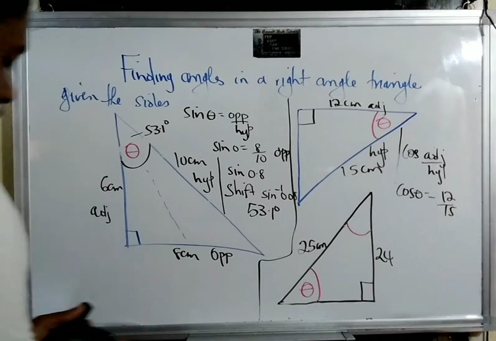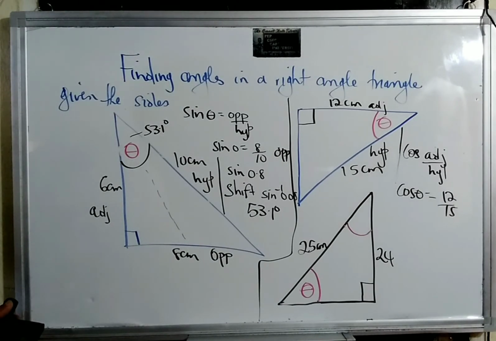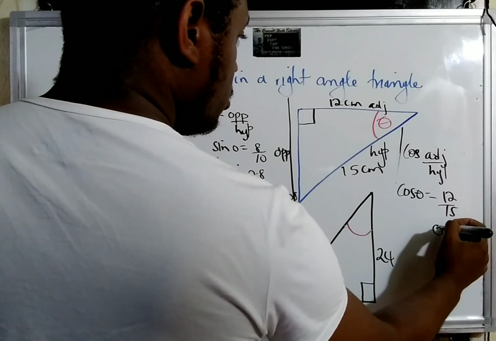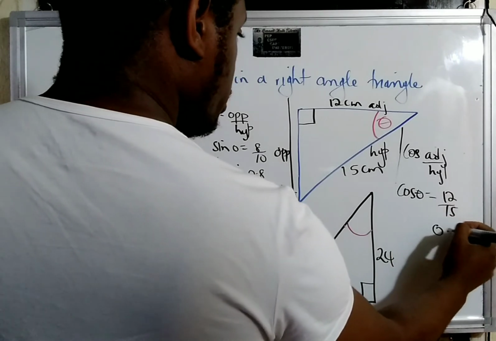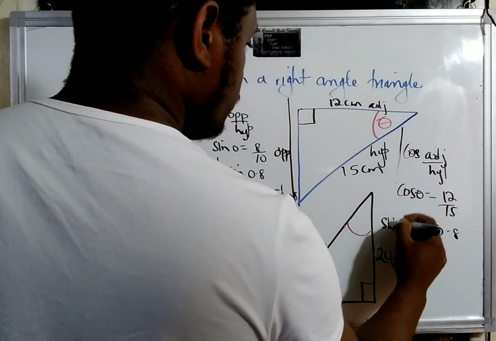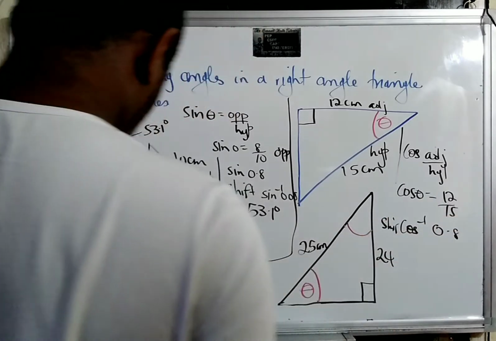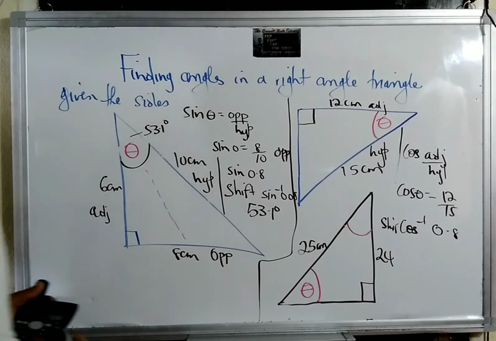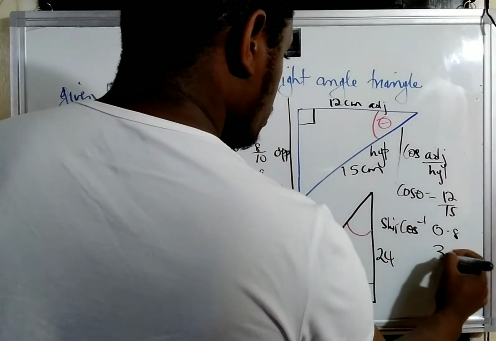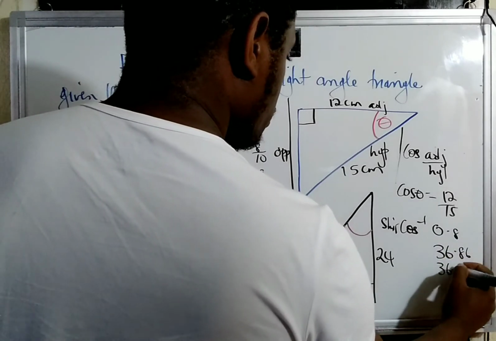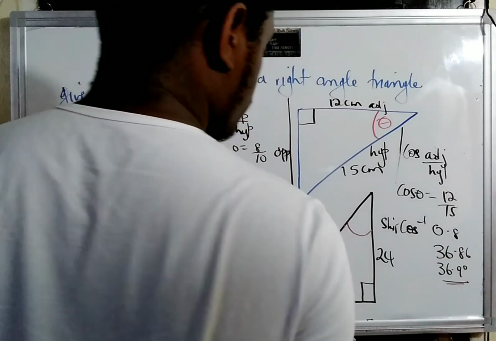Let's divide 12 by 15. 12 divided by 15. Let's use a calculator. This is 0.8. Press shift on the calculator, you're gonna see that, and then press equal. So shift cos 0.8. What it is, is the inverse. And this is 36.86. So it will be 36.9 to 1 decimal.